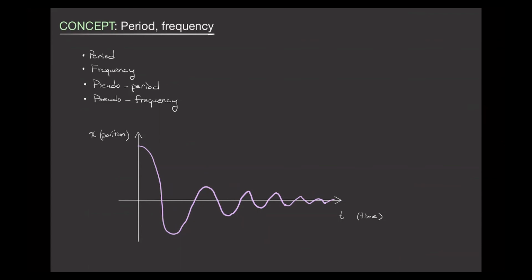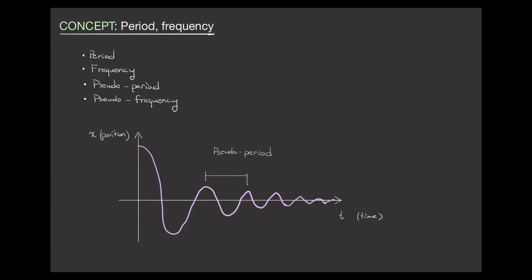Let's make that a little brighter. Have a peak here, have a peak here. How long in time does it take to go from here to here? This would be, in this case, what's called the pseudo period. Time it takes to go from peak to peak.